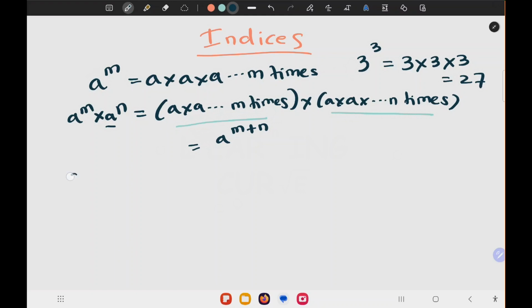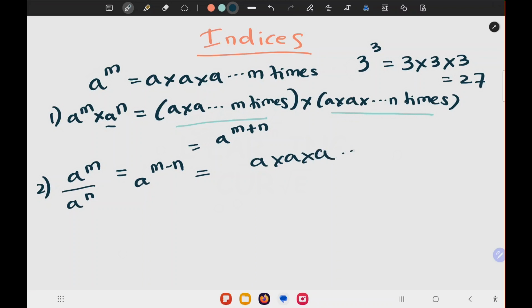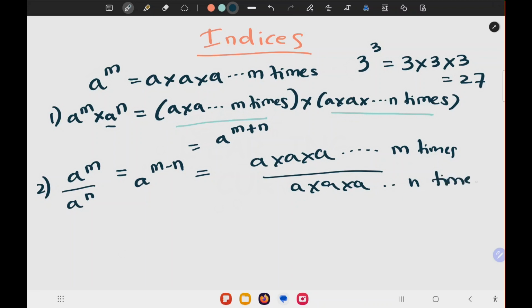Similarly, a to the power m by a to the power n. So this is the first law, this is the second law. This is equal to a to the power m minus n. And how is that? On the top we have a times a, multiplied m times, upon a times a, and that is n times, right?